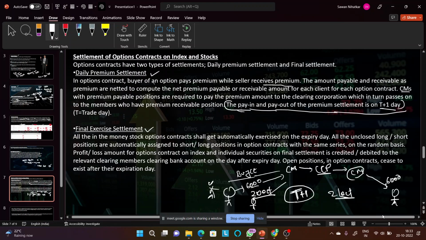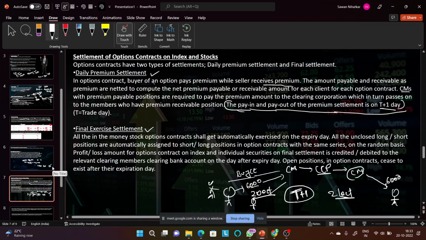इसको हम लोग क्या बोलते हैं? This is daily premium का settlement. डेली प्रीमियम सेटलमेंट मतलब समझ गया कि जो भी मेरे अकाउंट का लॉस है, जो भी इसका प्रॉफिट है, वो एक दूसरे के अकाउंट में जाना, that is nothing but your daily premium का सेटलमेंट.